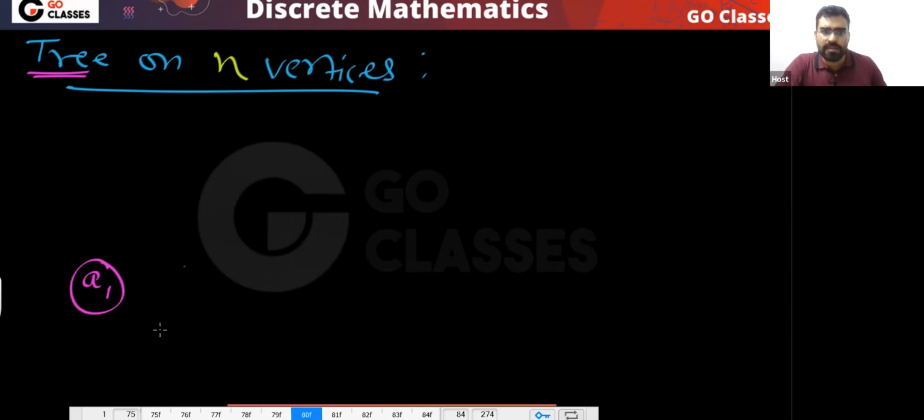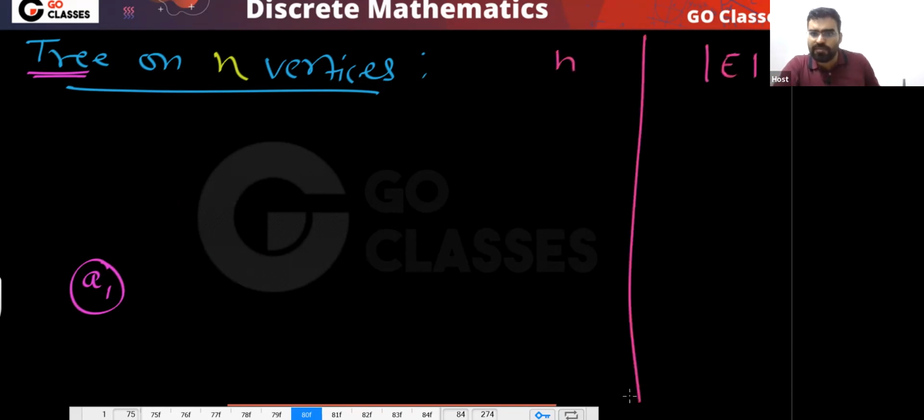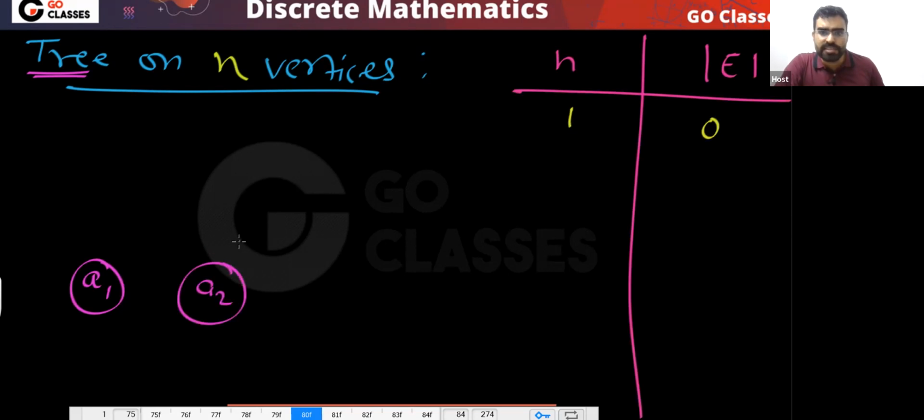This is proof by induction. I'm starting with one vertex. When I have one vertex, the number of edges is 0. Now, if I have two vertices, then is it a tree? No, this is not a tree because this is not connected.